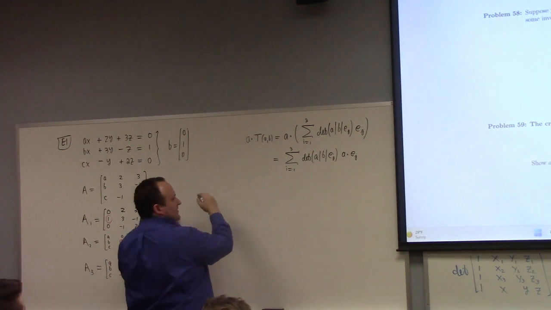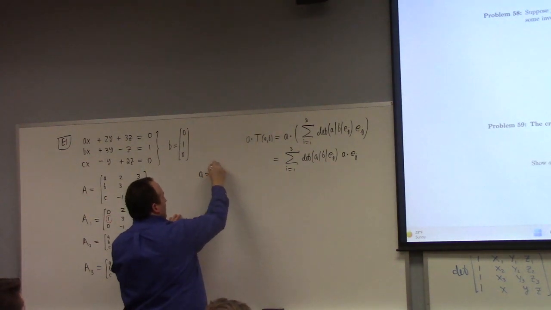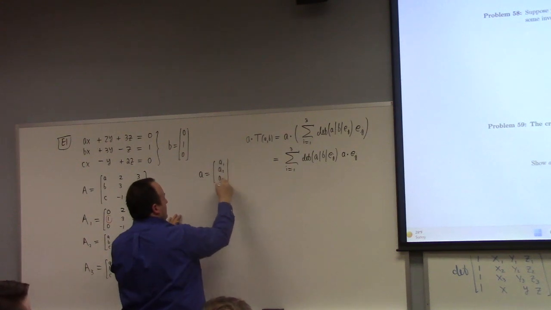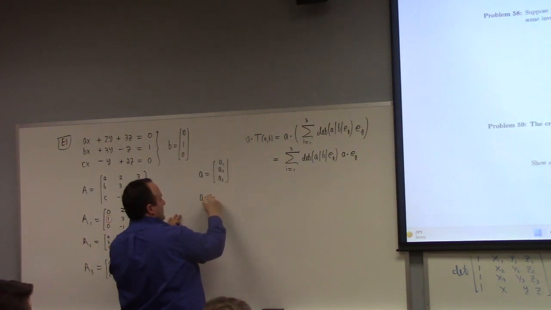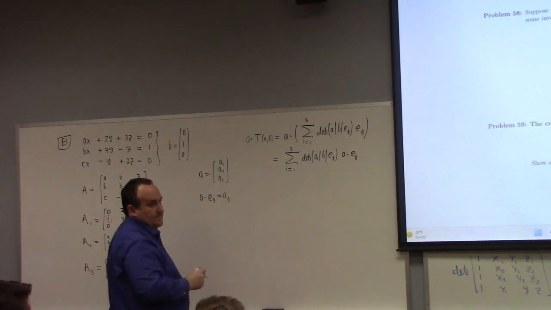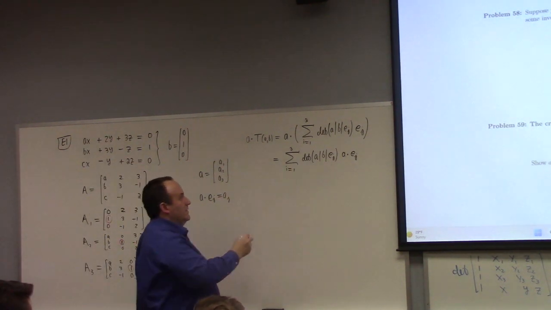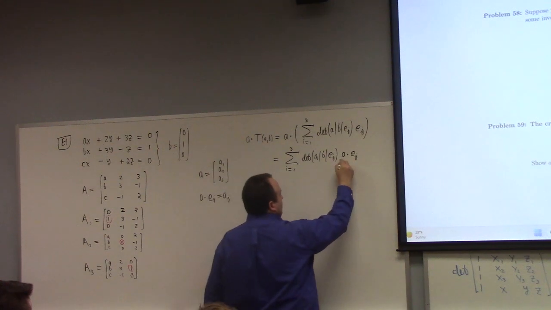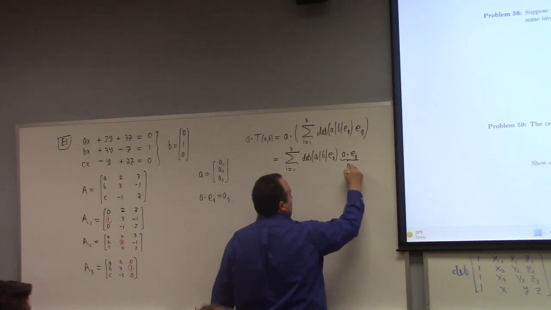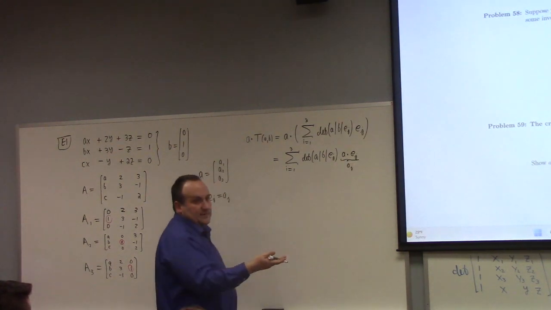So we're in 3 dimensions here, right? So A is literally A1, A2, A3, right? So A dot Ej for us is just A sub j. All right? So this is A sub j. It's the jth component of A.